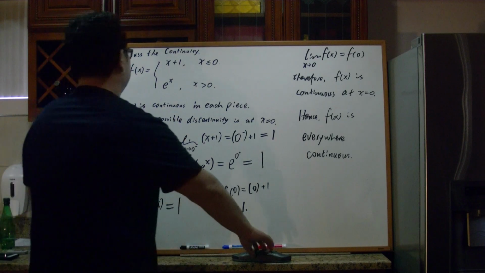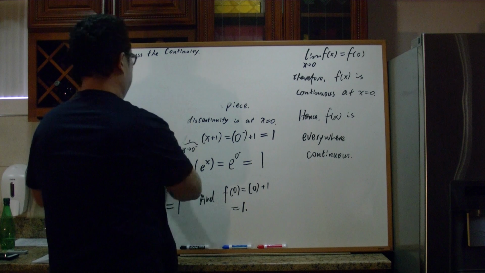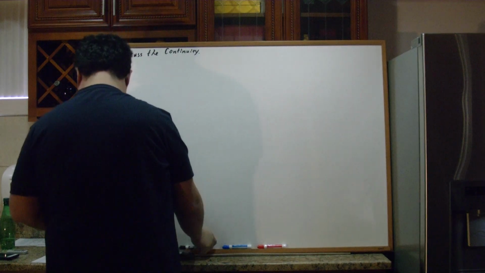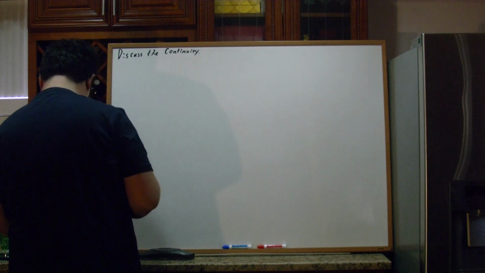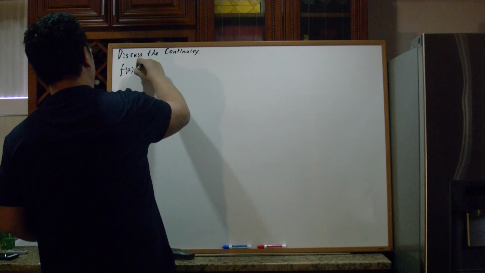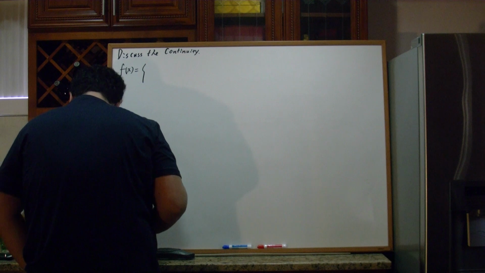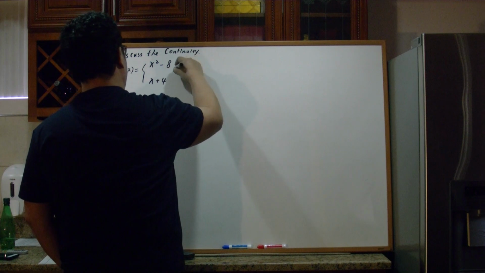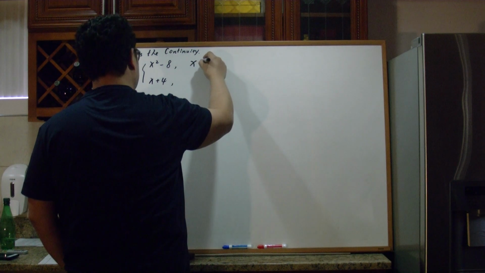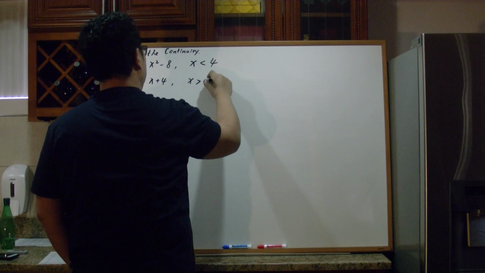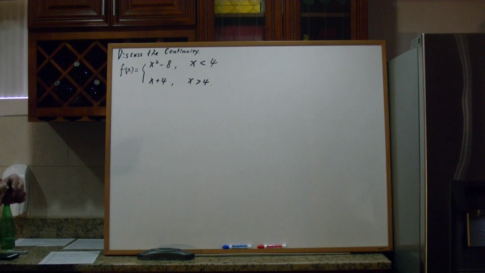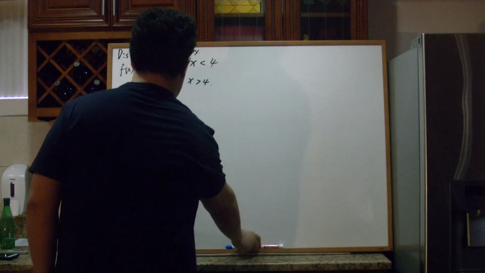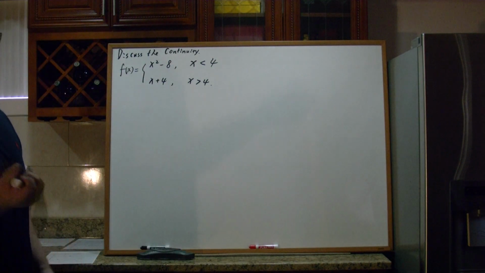Well, let's move on to the next example. The function we have is also a piecewise function: when x is less than 4, it is defined as x squared minus 8, and when x is bigger than 4, it is defined as x plus 4.